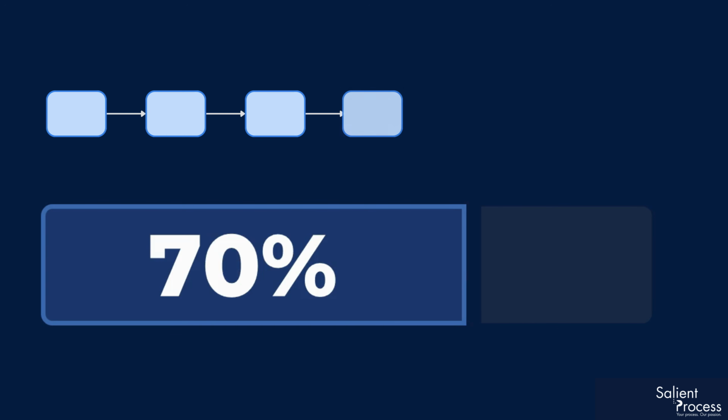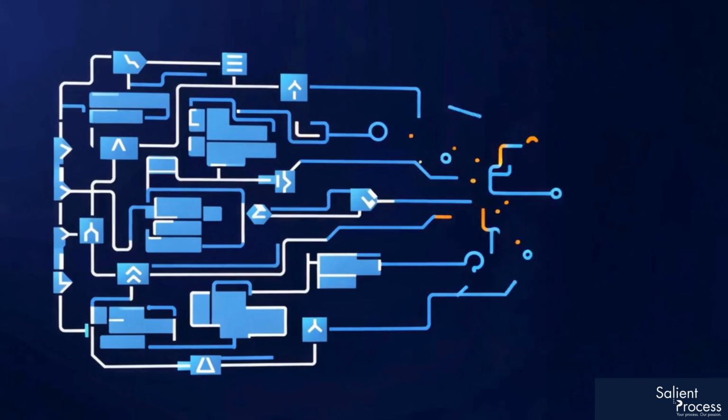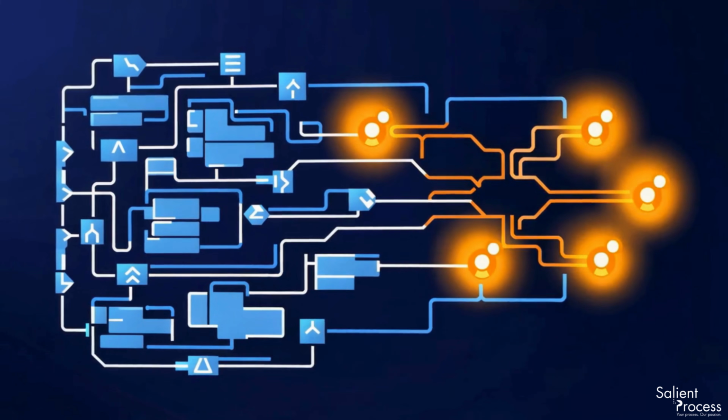BAW handles roughly 70% of your workflows, the structured, deterministic paths. The remaining 30%, the exceptions and judgment calls, that's where you've been stuck. You don't need to rebuild what works. You need intelligence at those decision points.